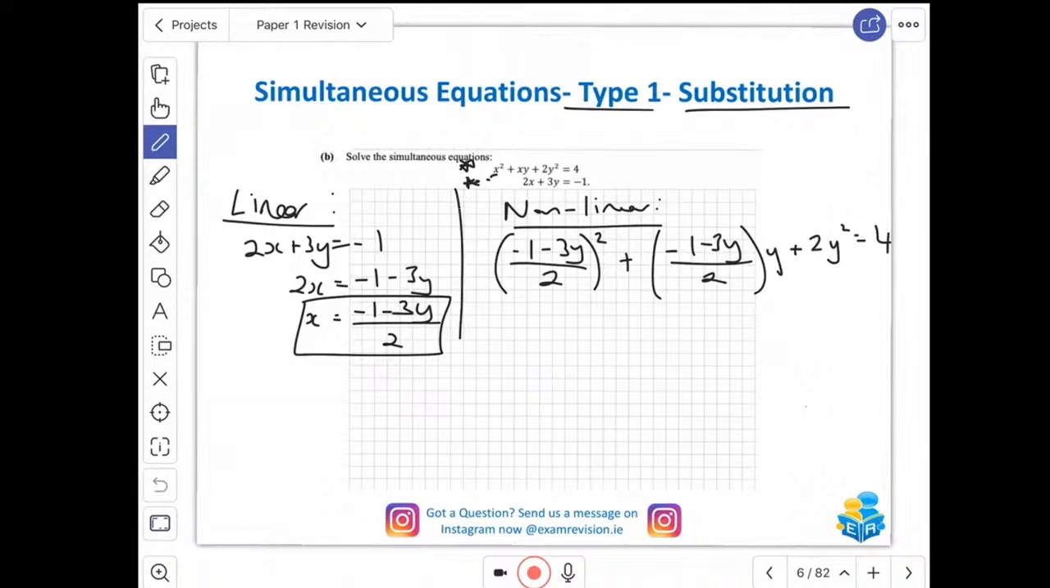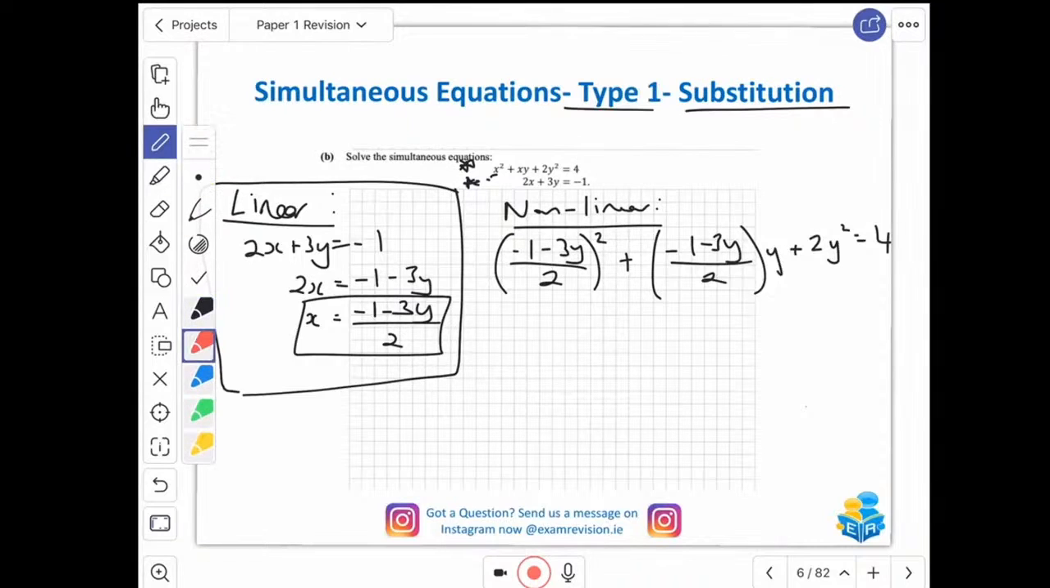So now I'm just dealing with the non-linear equation, the one on the right hand side. However, what we notice is we now only have one unknown, and the unknown is the letter y. There's no x there anymore because we've done substitution. So this should be a lot easier to work with. So we're going to start off by squaring out this double bracket here. You can see we've got the squared on the shoulder.